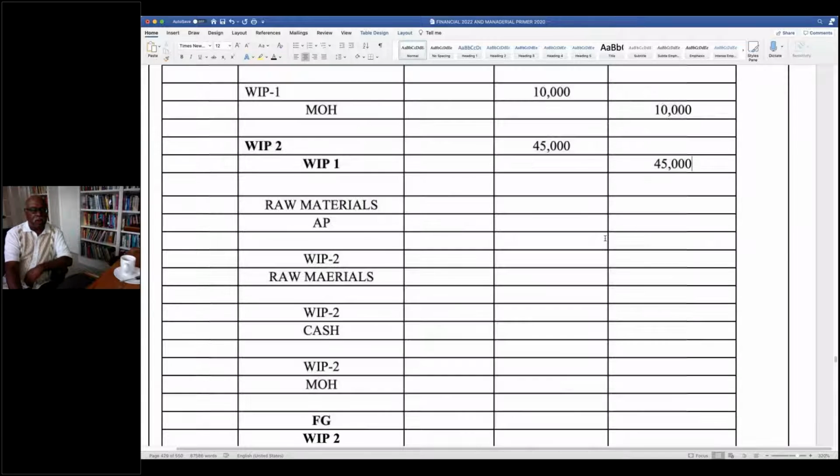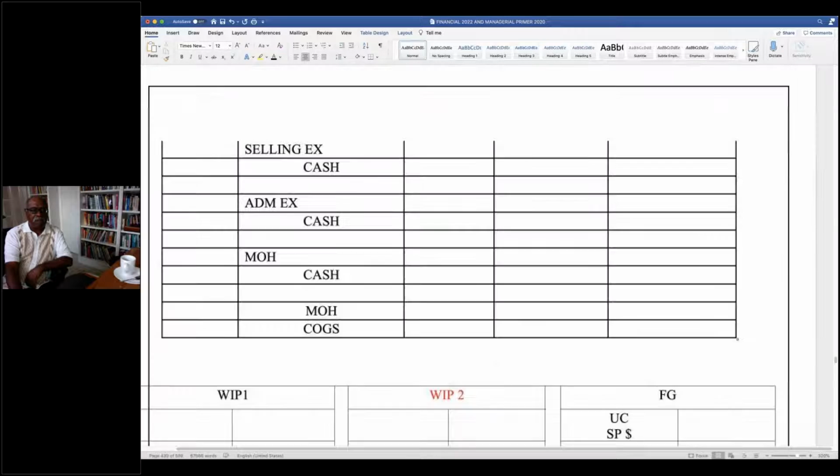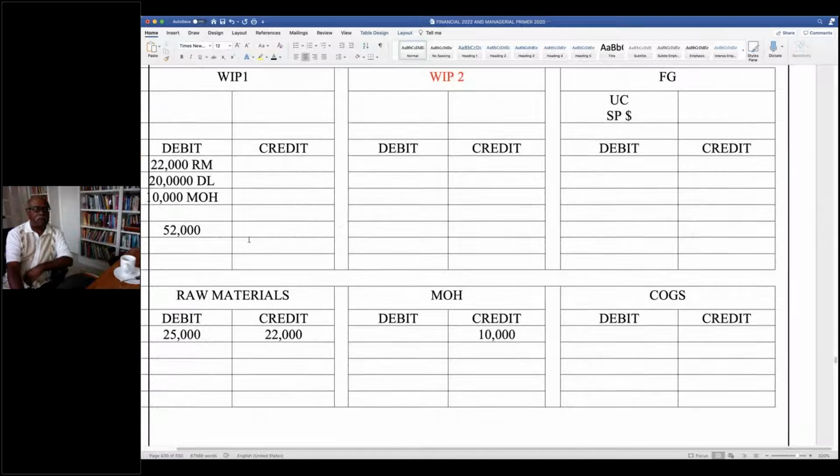And so let's go and post those in the T account. We're going to then subtract that and get 7,000. So how much left in the account? 7,000. 7,000.